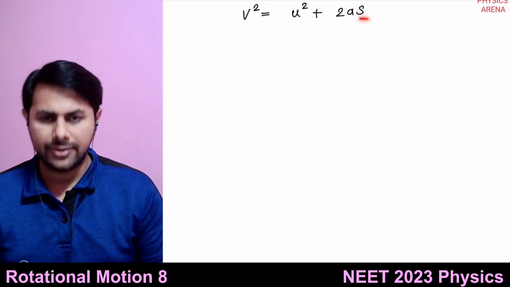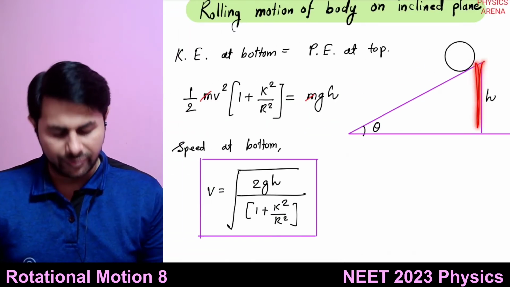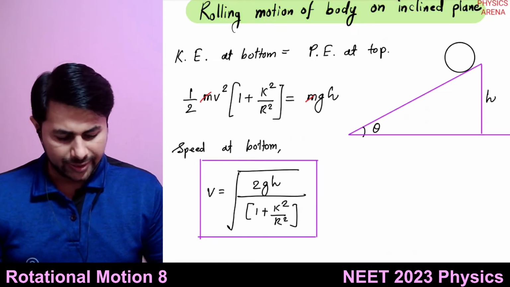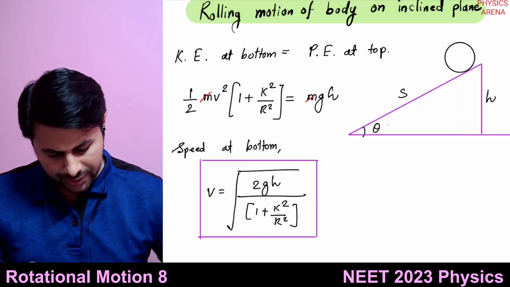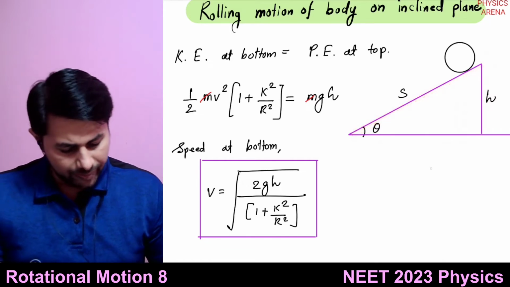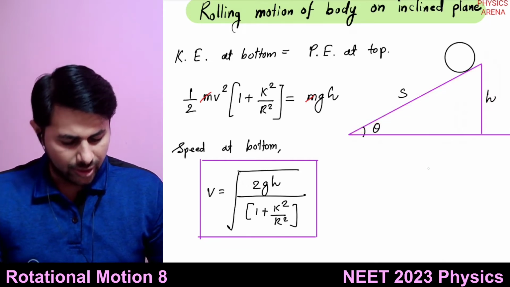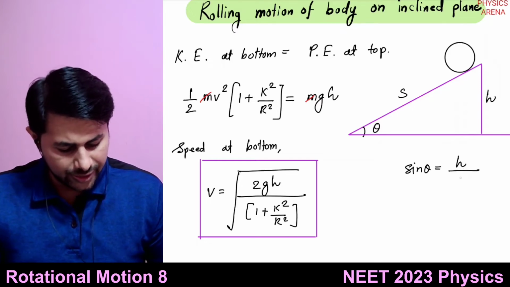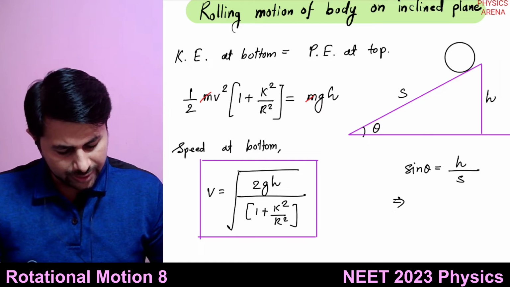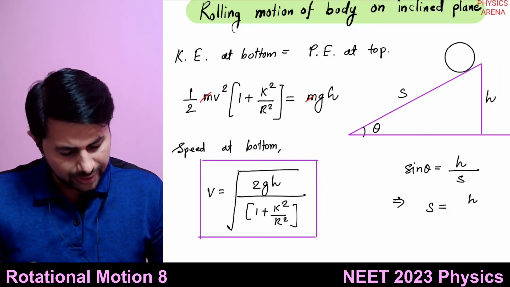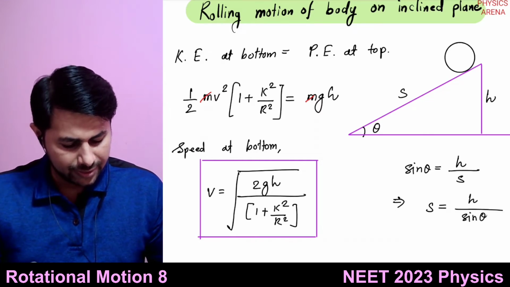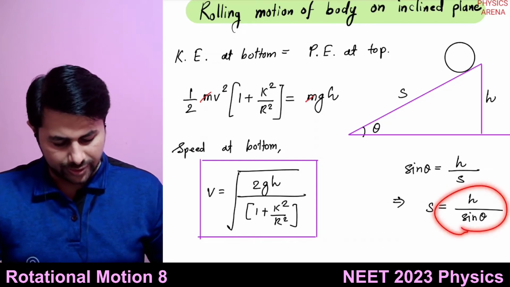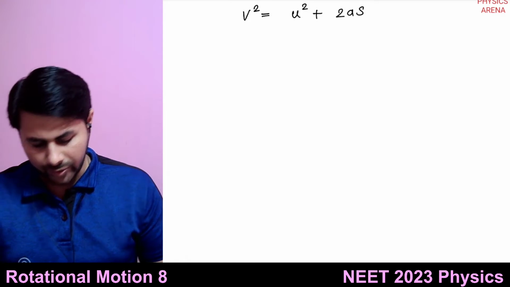And what is s? In terms of h, we can write down s. What is the relation between h and s? This much distance is s. We can say sine theta is equal to h divided by s, and therefore s is equal to h divided by sine theta. So we can substitute this. What do we get?